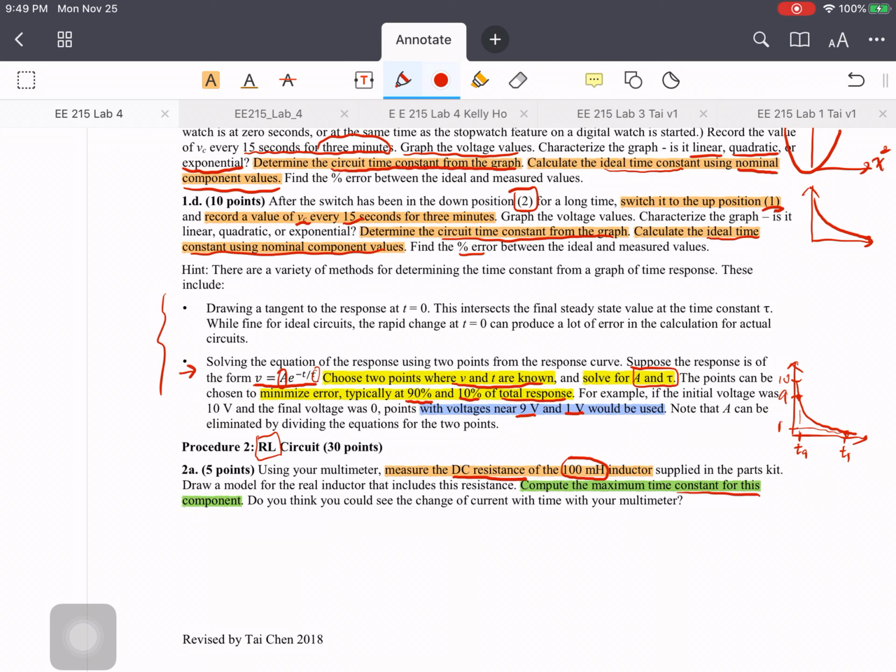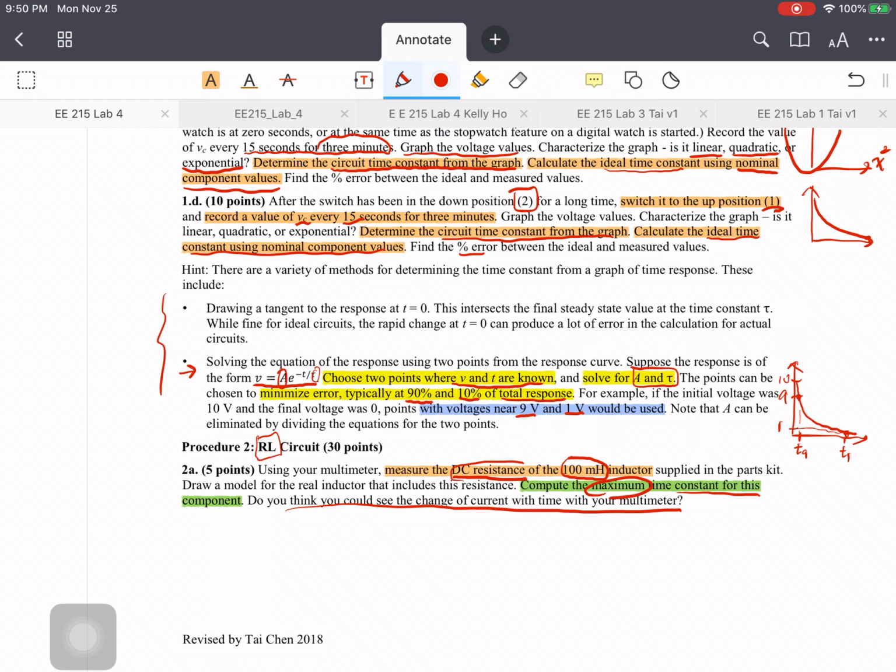So you don't need to really focus on what is maximal. So you can just measure the time constant for this inductor. It is fine. And then do you think you can see the change of current with time with your multimeter?